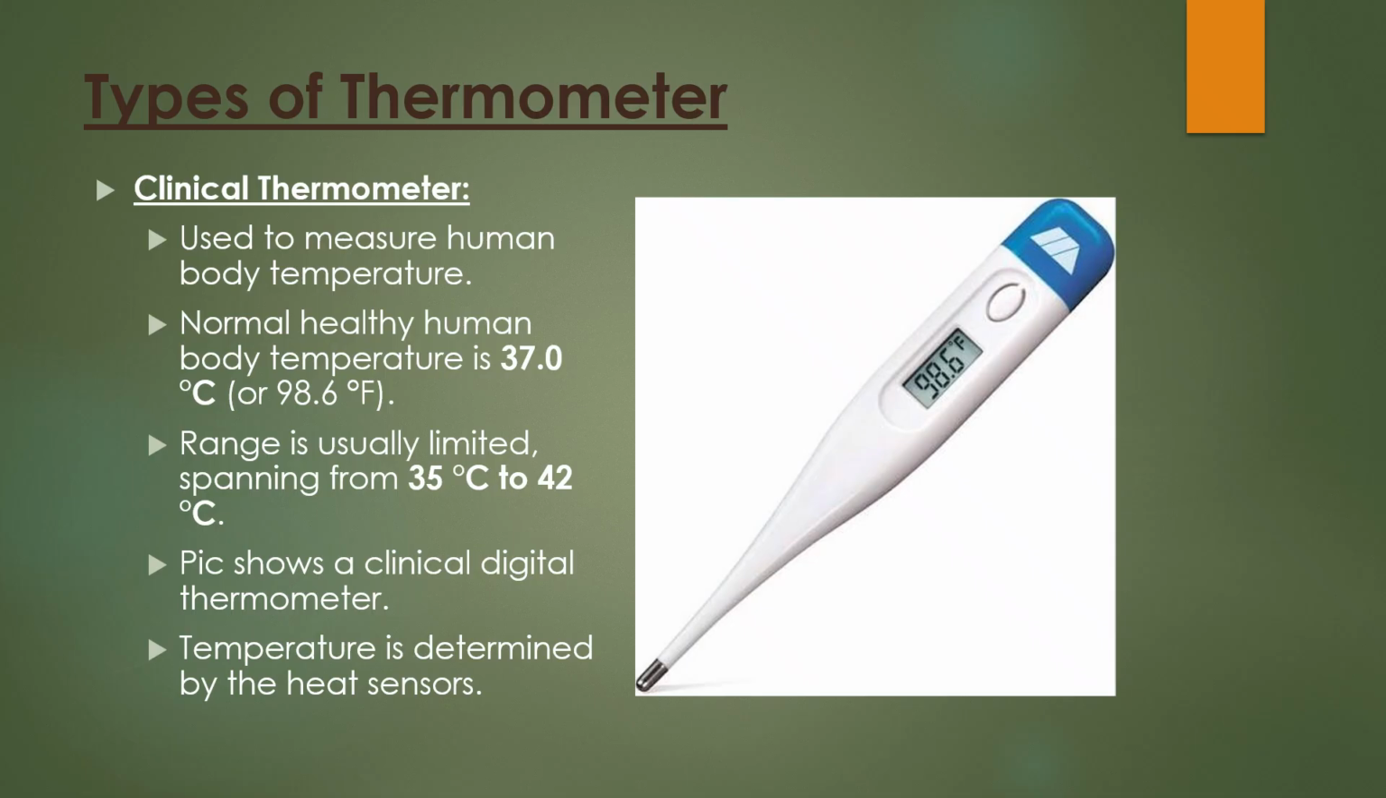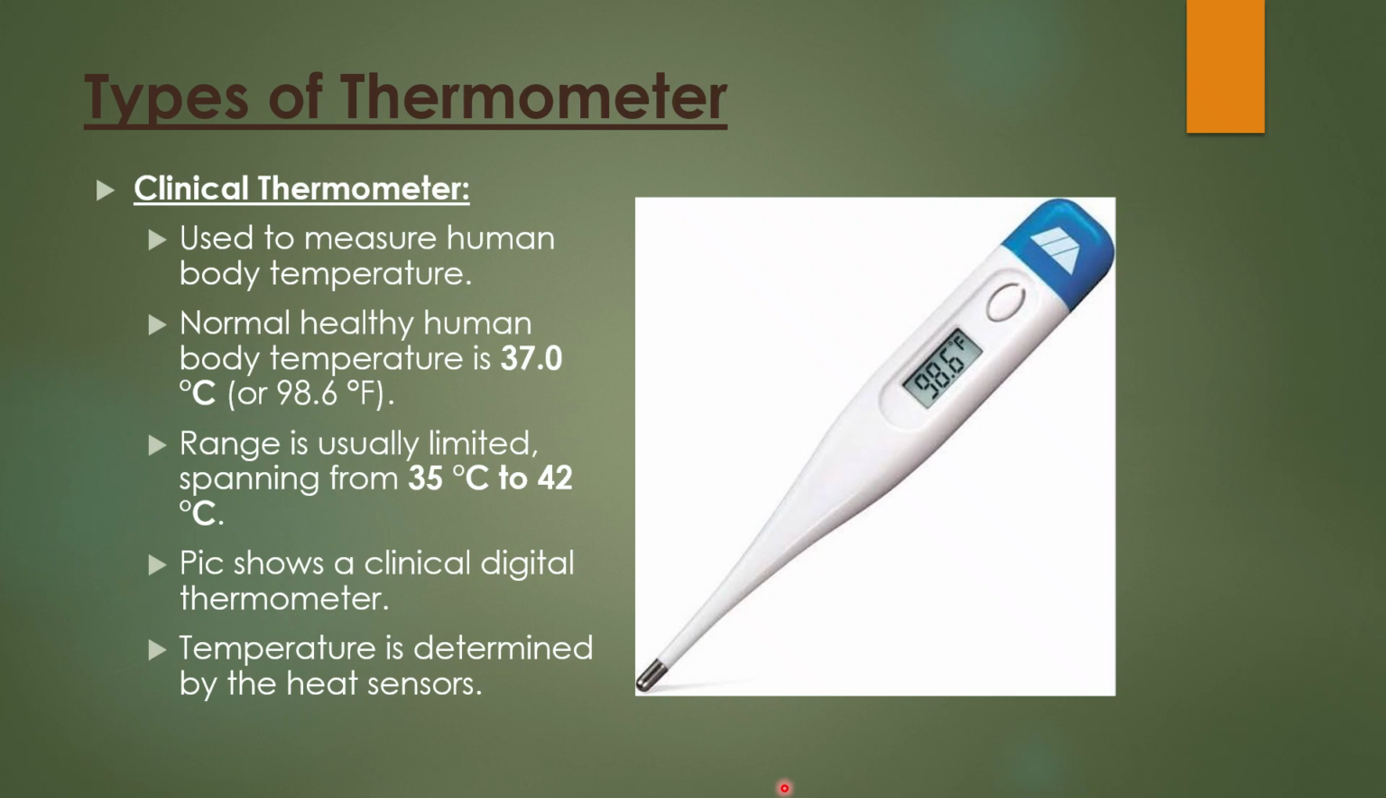Normal healthy human body temperature is 37 degrees Celsius. Again we are using here the standard unit degree Celsius for a human body and not Kelvin. Now the range is usually limited, spanning from 35 degrees Celsius to 42 degrees Celsius.